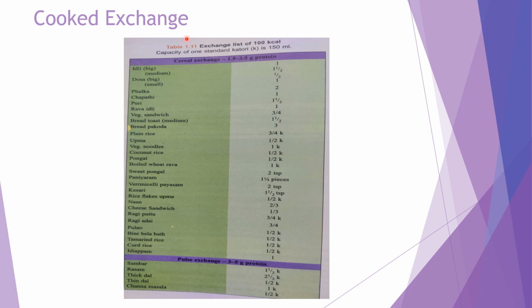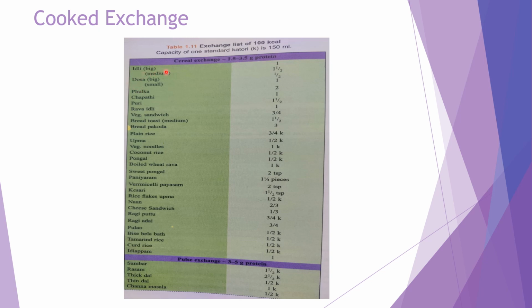You can also prepare this cooked exchange list by comparing the values of the ingredients before cooking and after cooking, calculate the nutrient value and convert it to 100 kilocalories, and an exchange list can be prepared. So I'm showing the cooked exchange list from the dietetics book by B. Shri Lakshmi.